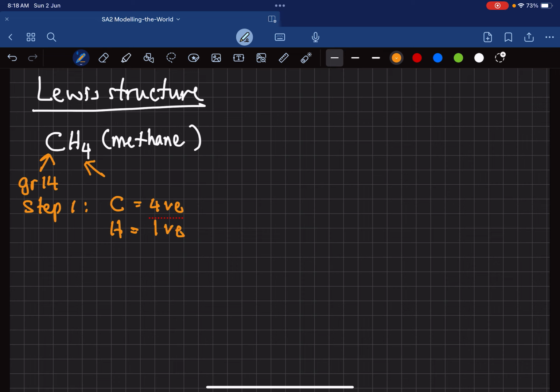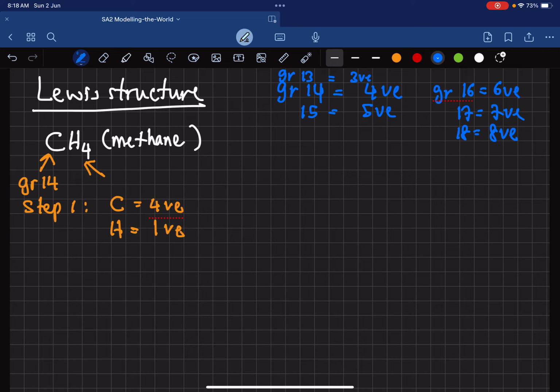Okay, so to make things simple for you, if you are group 14, you have 4 valence electrons. If you are group 15, you have 5 valence electrons. And if you are group 16, you have 6 valence electrons. If you're group 17, you have 7 valence electrons. And if you're group 18, you have 8 valence electrons. And in the same token, if you're group 13, then you have 3 valence electrons. But of course, with 3 valence electrons, usually you are a metal. But in some cases, it will become important.